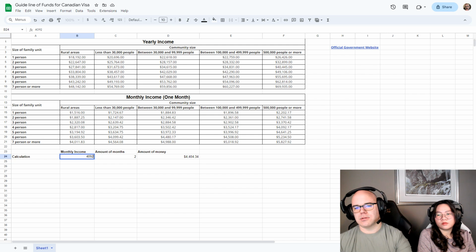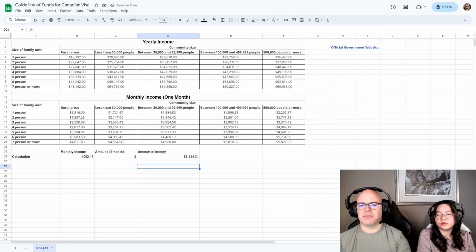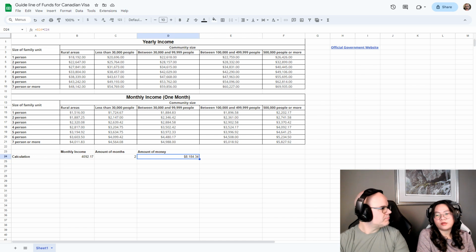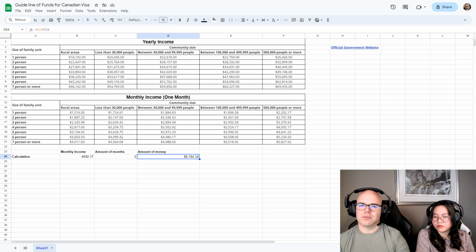So 4,092, 17 cents. And again, we just say 2 months, quick calculation, right? So 8,000. Yes, that's the amount of money that you will be needing for a month for four people. Is that really for four people? Yeah, as a basic amount of money.